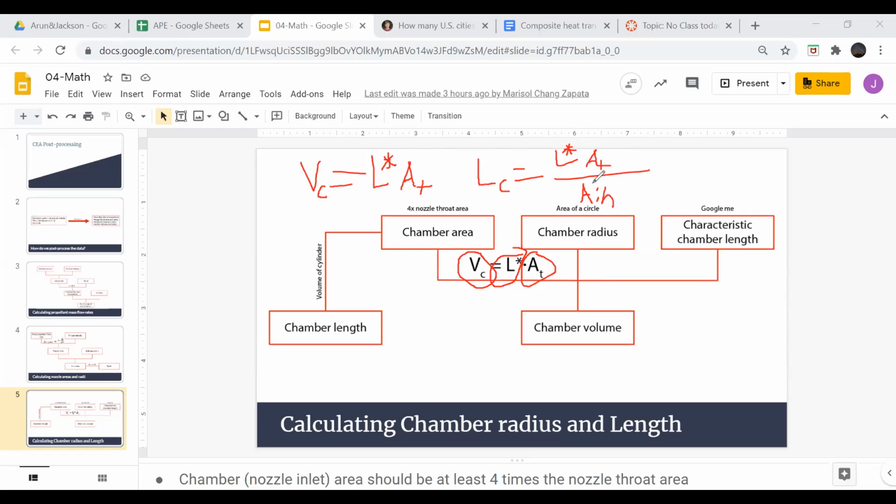And then again, as you see, the chamber length depends on the inlet area. That's where I said to start with 4 times the throat area for the inlet area. And if you get a chamber length that's stupidly long and not very wide, you can increase the area until your chamber dimensions are more aesthetically pleasing.